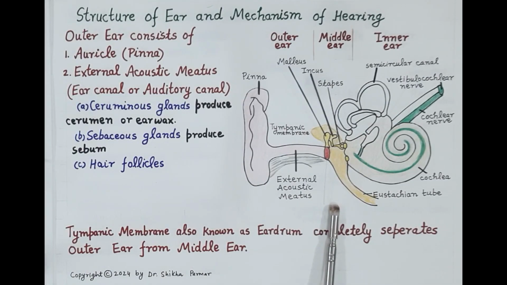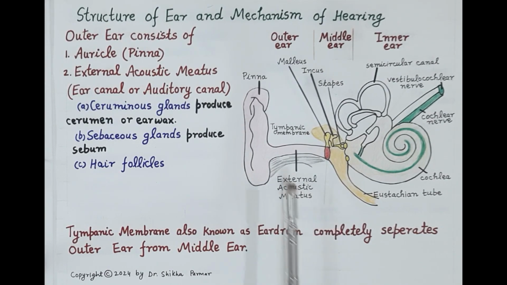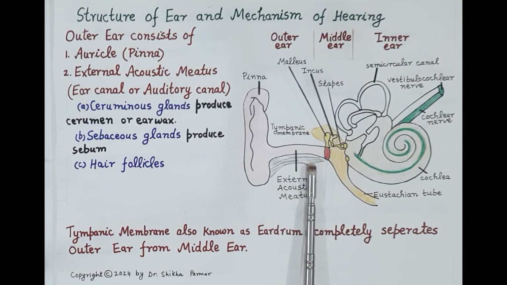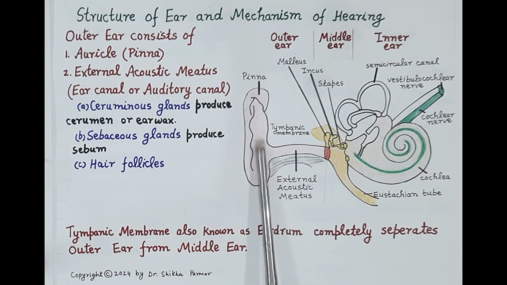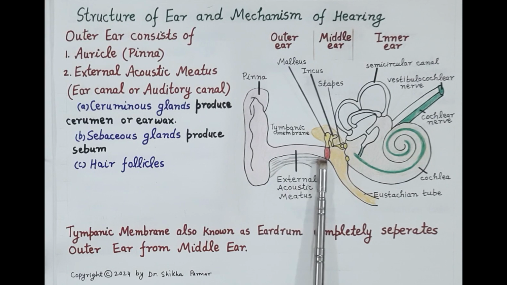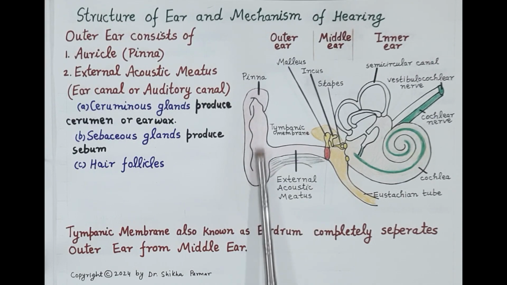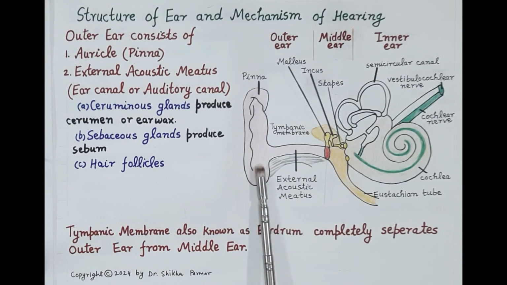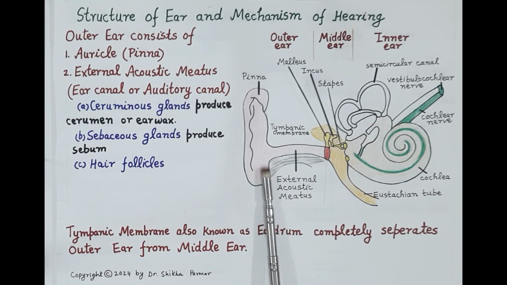Now let's study the detailed structure of outer, middle and the inner ear. Now this part of the ear in pink is the outer ear, and as discussed, outer ear is made up of pinna and external acoustic meatus. Now pinna or auricle is the part of ear we see projecting from the sides of head, and the main function of pinna is to collect the sound waves.